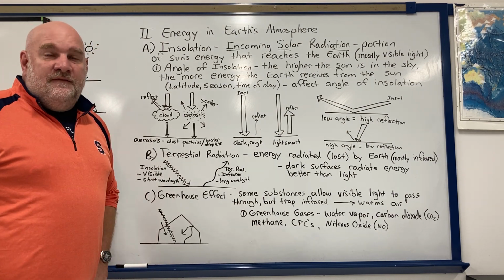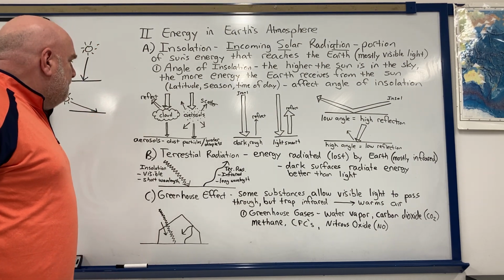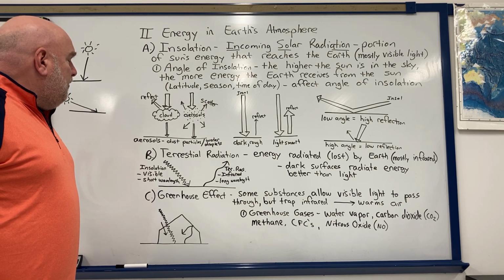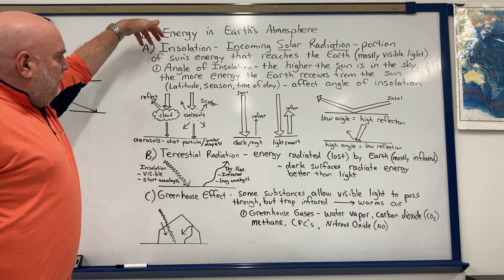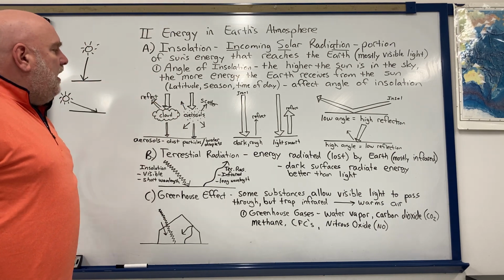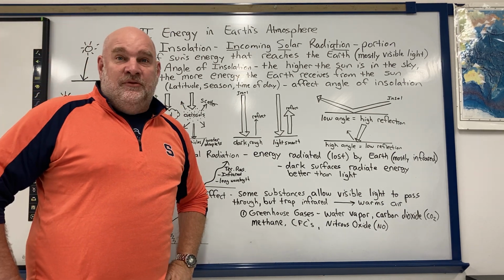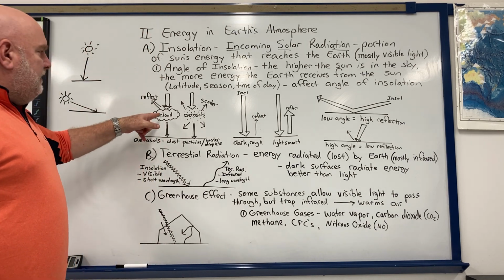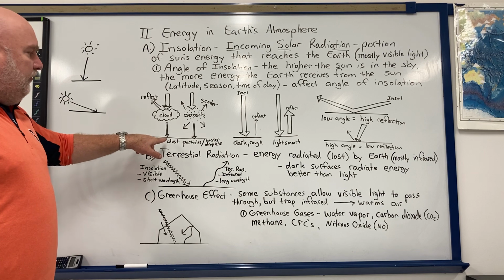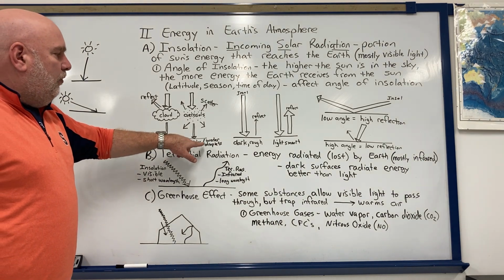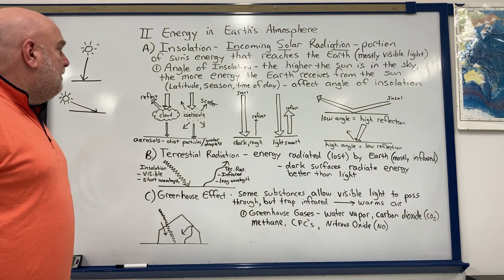Now, some other things that affect how much energy we get from the sun. Another thing is what's in the atmosphere. All right. So when the sun's rays are coming down, sometimes the atmosphere is not clear. You may run into clouds, or you may run into aerosols. Aerosols are like little dust particles or liquid droplets in the air.